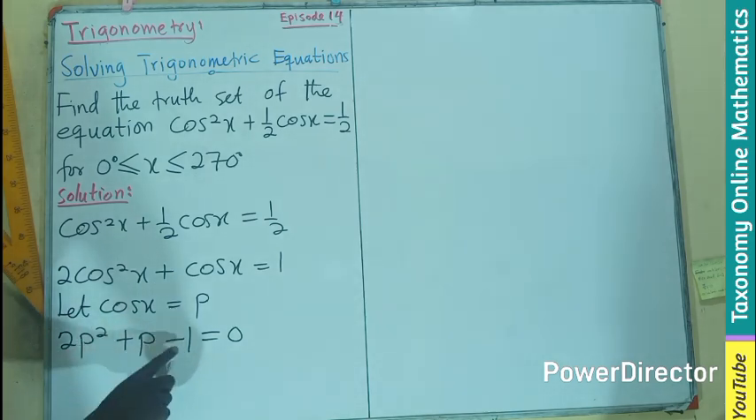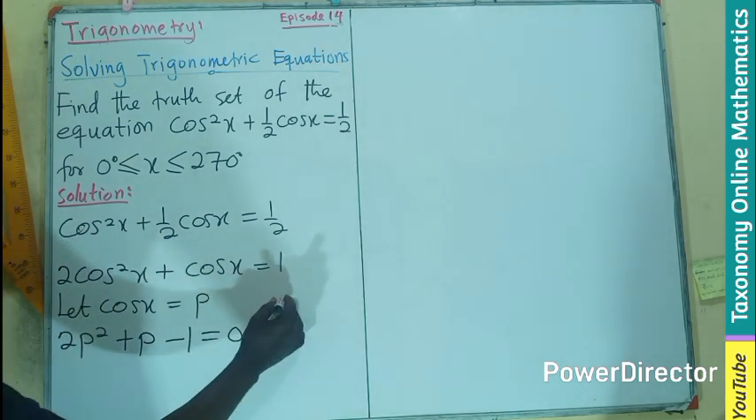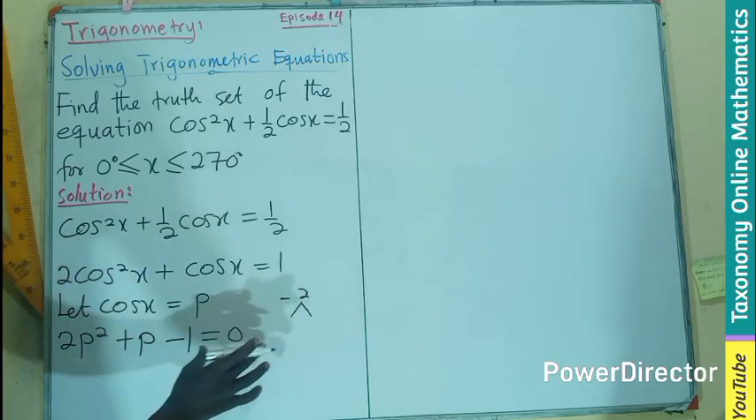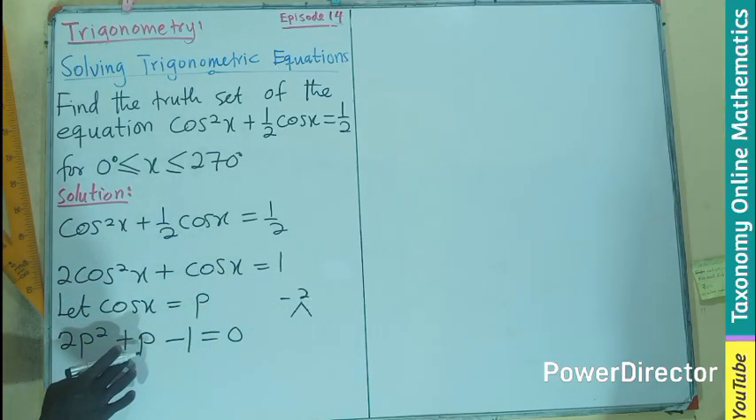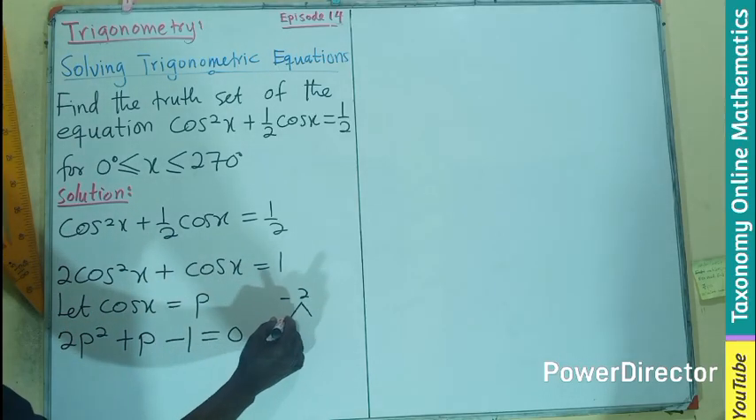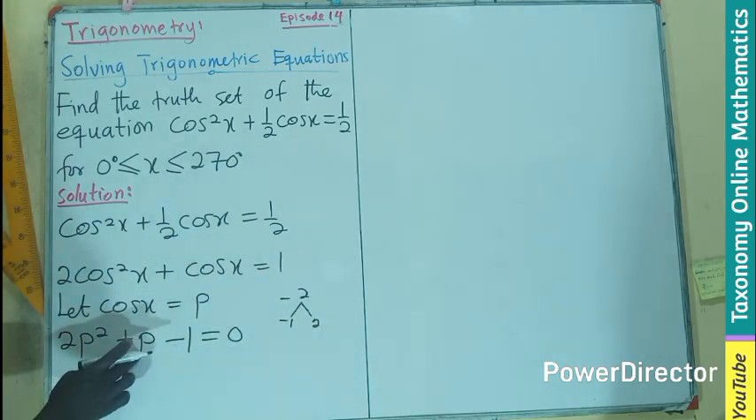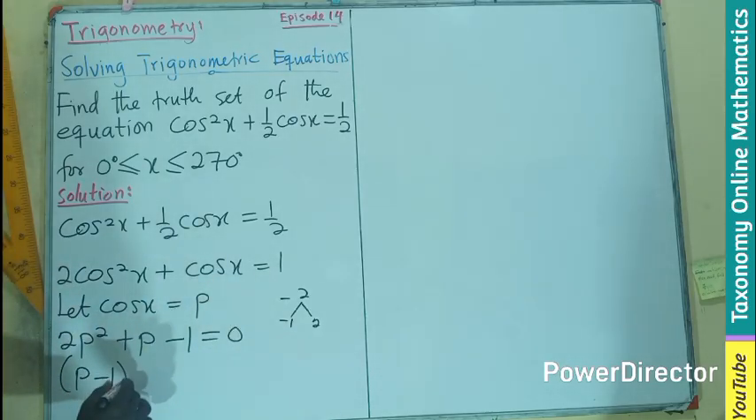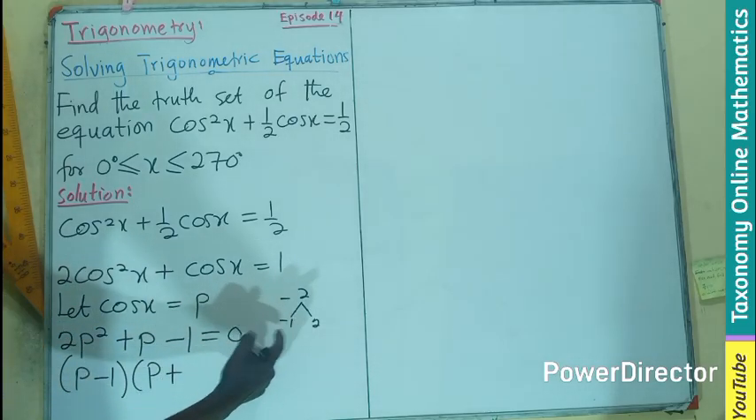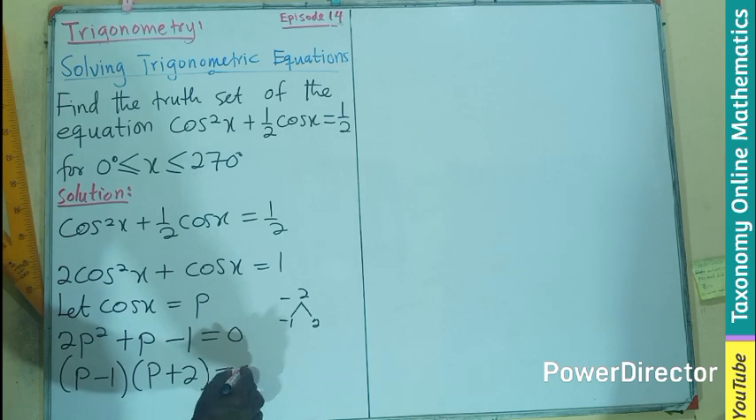We use the 2 to multiply this to get minus 2. Find the factors of this, which when you add, you get a positive 1. Meaning if I have negative 1 and 2, I can achieve the addition to be 1. So this becomes (P - 1)(P + 2) = 0.